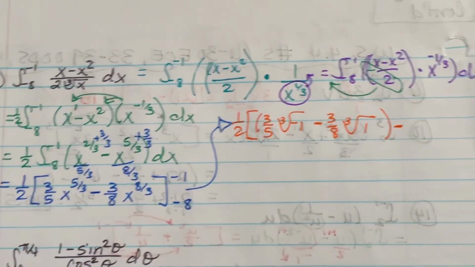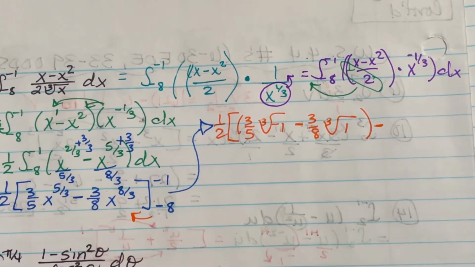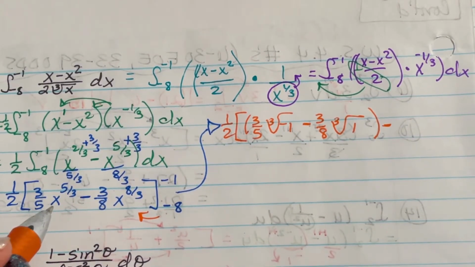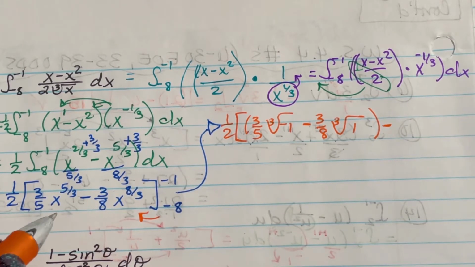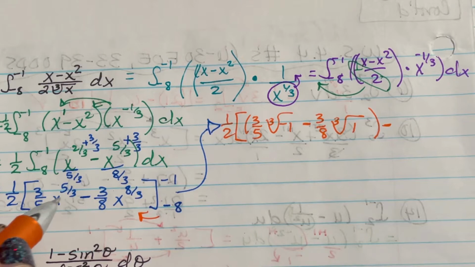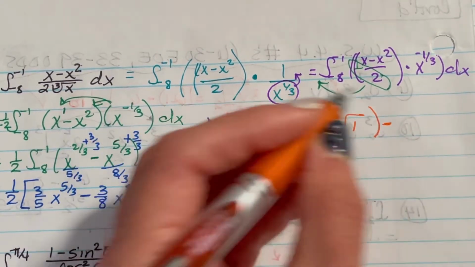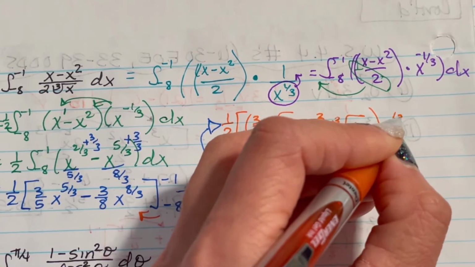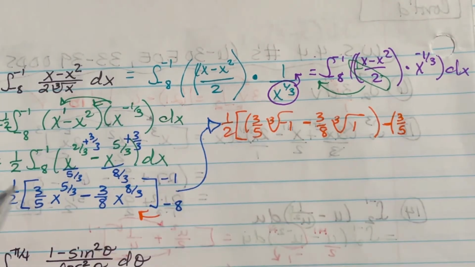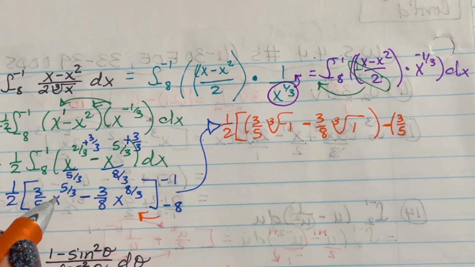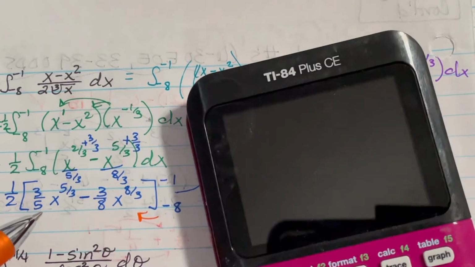That's just the first part. Now we've got to plug in the -8 to everything. So here it gets a little trickier. We got to plug in a -8 for x, and it's a cubed root. So I think I can squeeze it in there. So that would be 3/5 times the cubed root of -8 to the 5th. So I'm going to use my calculator for this next part.